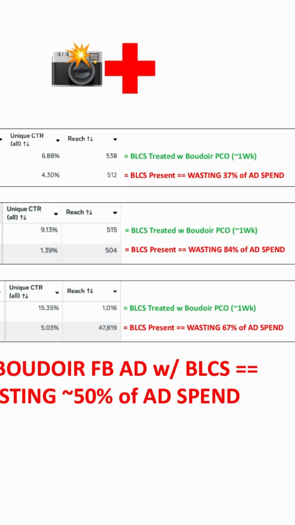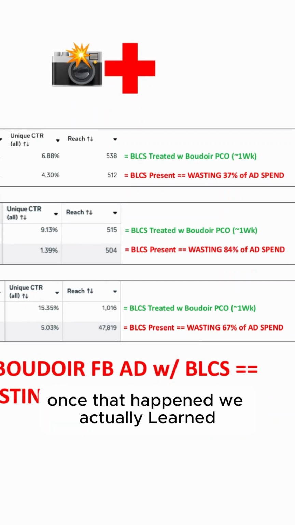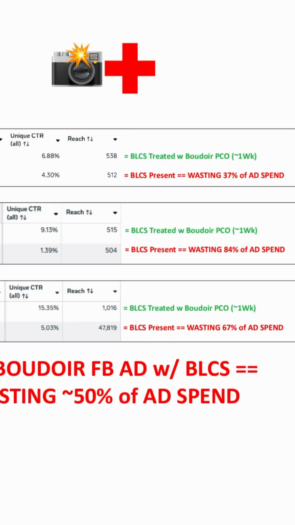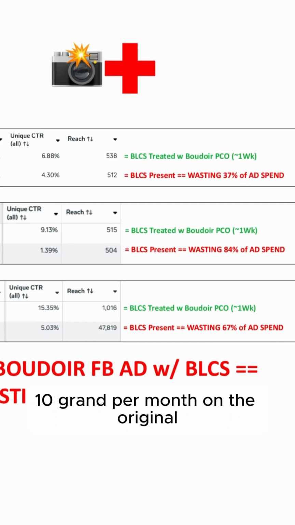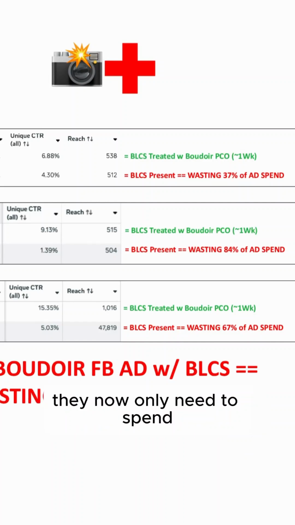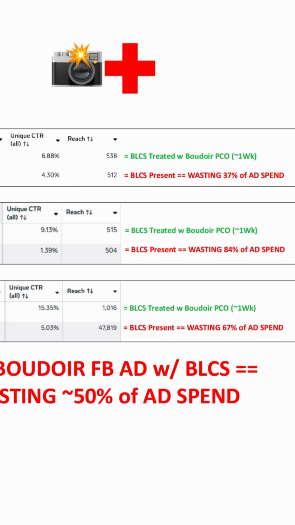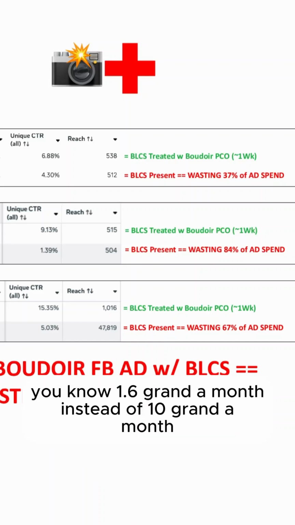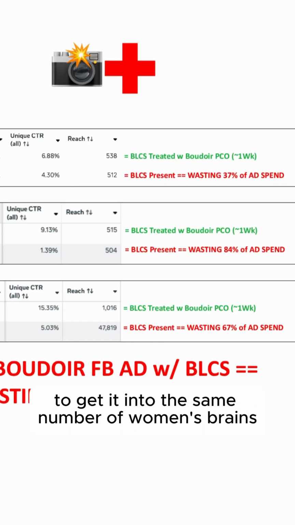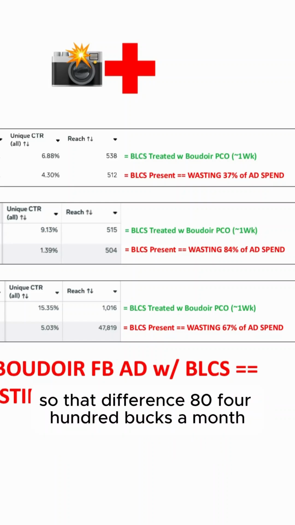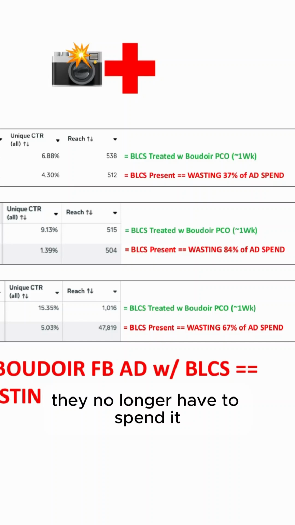And once that happened, we actually learned that if they're spending 10 grand per month on the original, they now only need to spend 1.6 grand a month. Instead of 10 grand a month, we only have to spend 1.6 grand a month on the new Boudoir Pico treated ad to get it into the same number of women's brains. So that difference, $8,400 a month, they now no longer have to spend. They can keep it in their pocket.